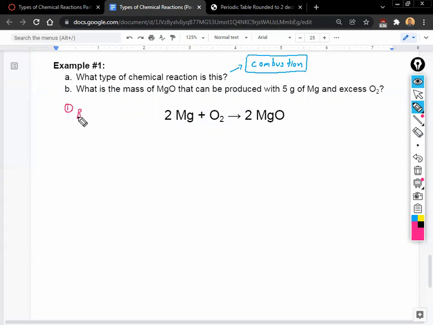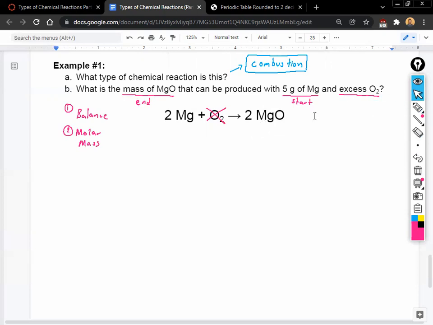But yeah, I'm going to go over the stoic problem. So the first thing you want to do is balance, but we already balanced it, right? There's numbers in front, so we can skip that. The second step is to find the molar mass of the important chemicals. If you notice, our starting number is 5 grams of Mg, so this is going to be an important chemical. It says that O2 is in excess, so we can cross it out. We don't really care about O2. It's not going to make a difference. And then we're looking for the mass of MgO. So these are the 2 important chemicals in this problem.